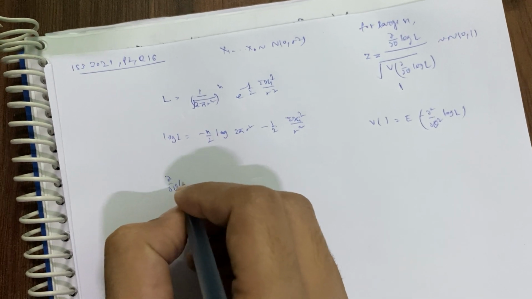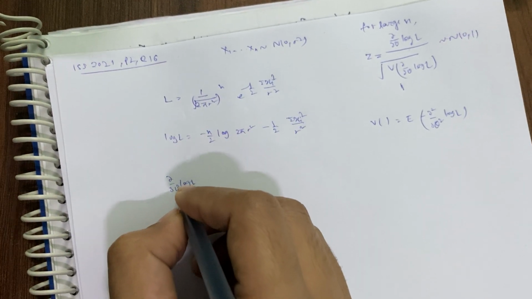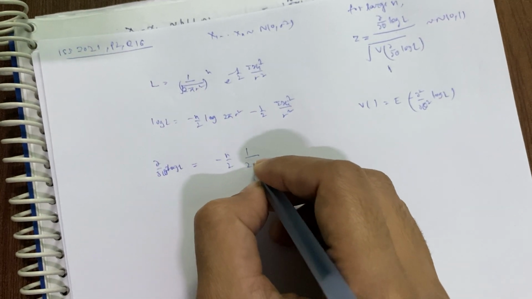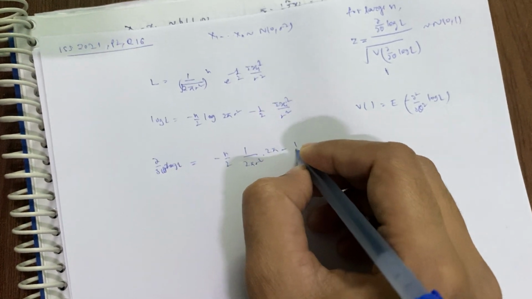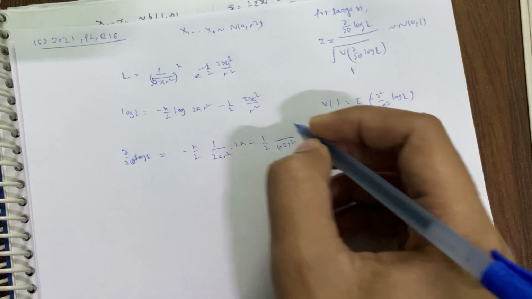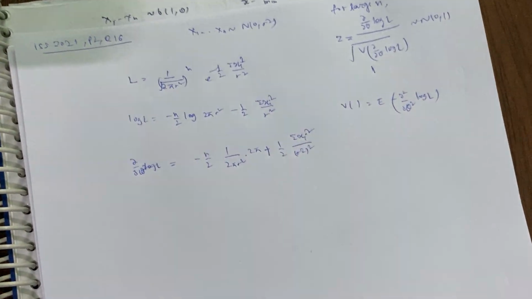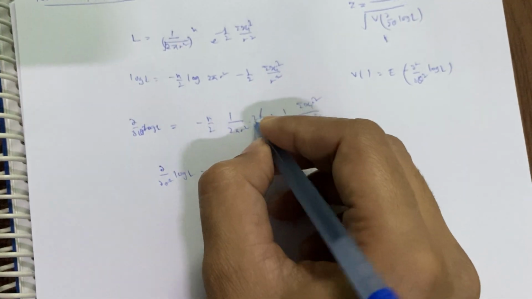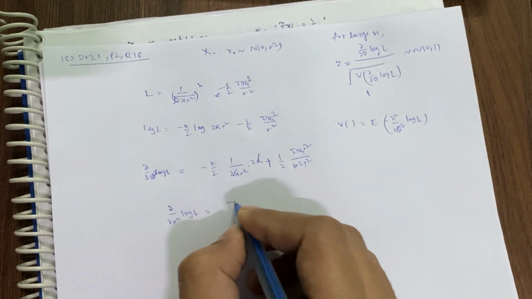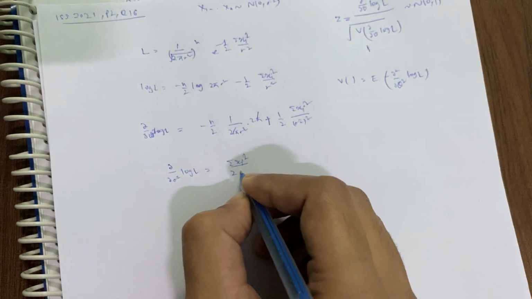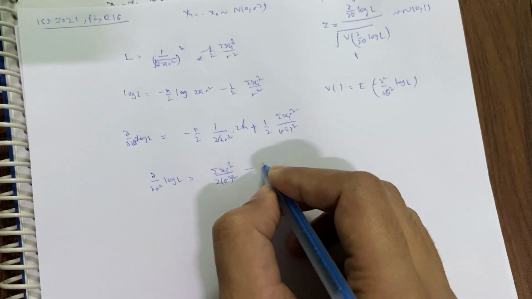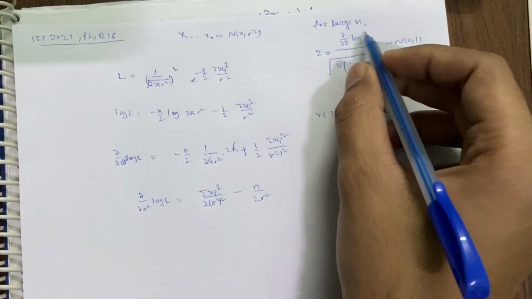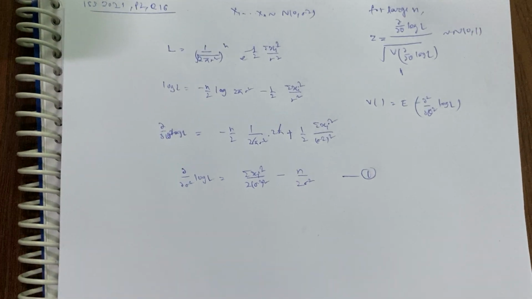Now d by d theta of log L. Theta is our sigma square, so d by d sigma square of log L is equal to minus n by 2 times 1 by sigma square, plus summation xi square divided by 2 sigma square whole square. The 2 pi will cancel out. So d by d sigma square of log L is summation xi square divided by 2 sigma square whole square minus n by 2 sigma square. We will need this for substitution, so call it equation 1.